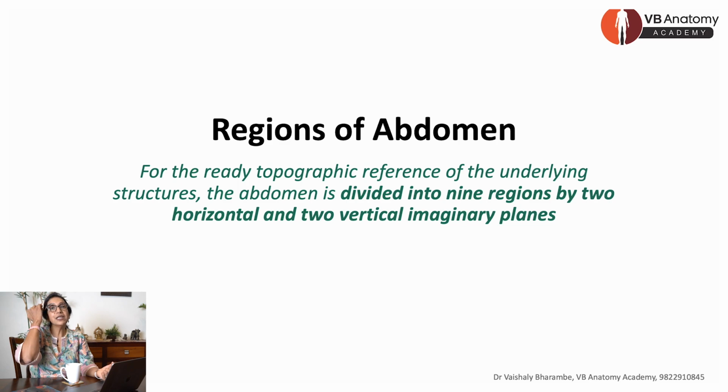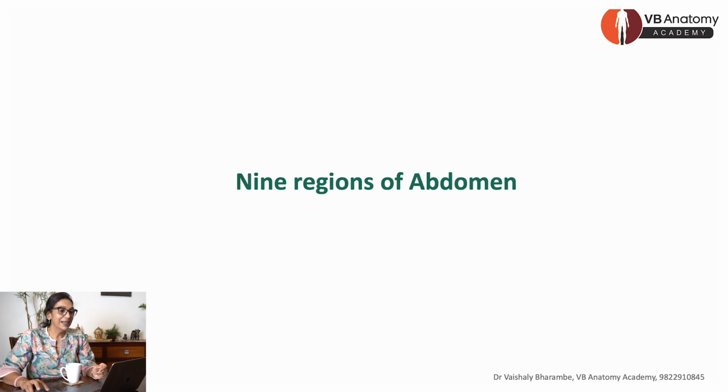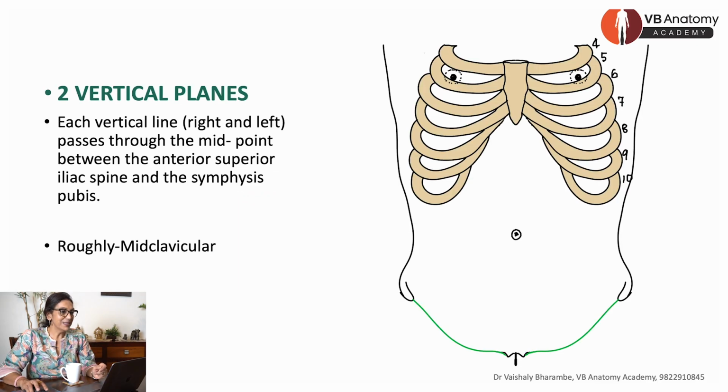Let's now talk about the regions of the abdomen. For ready topographic reference of underlying structures, the abdomen is divided into 9 regions by 2 horizontal and 2 vertical planes, something like this. I'm going to show you this once. Remember, 2 vertical, 2 horizontal, but remember there are more. The vertical and horizontal planes divide your abdomen into 9 regions, but there are other referring planes as well.